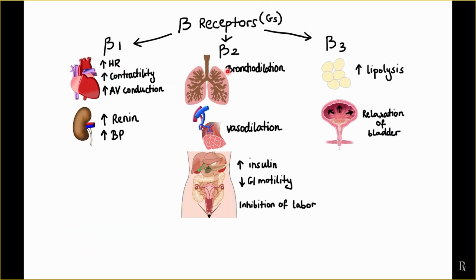Then beta 2 receptors in smooth muscles of different organs lead to the relaxation of these muscles. That includes bronchodilation in the lungs, vasodilation in the vessels, inhibition of the GI motility in the stomach and intestine, inhibition of labor in the uterus, and also an increase in the insulin secretion.